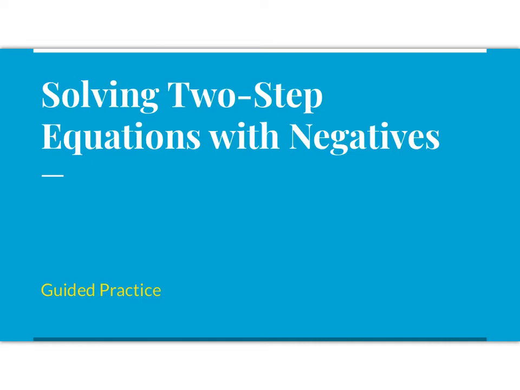Alright, so yesterday we talked about solving two-step equations and we used nothing but whole numbers. So today we're going to take it one step further. We're going to talk about solving two-step equations again, but we are going to bring in negative numbers. So you're going to have to remember the steps to solve the two-step equations plus your integer operations.